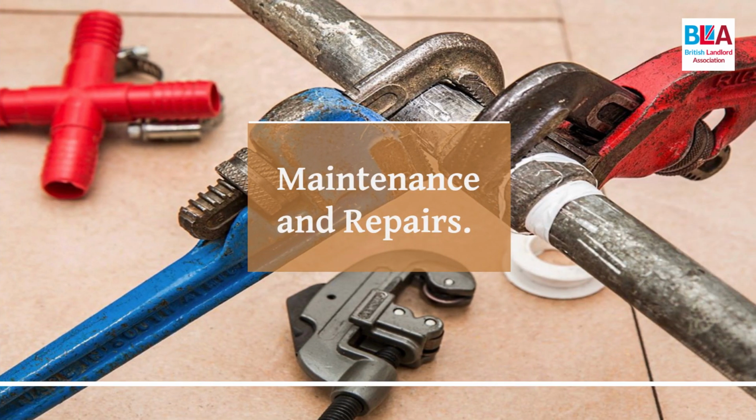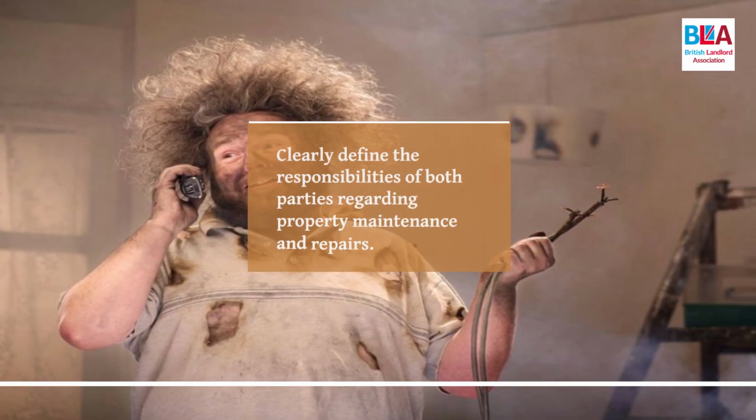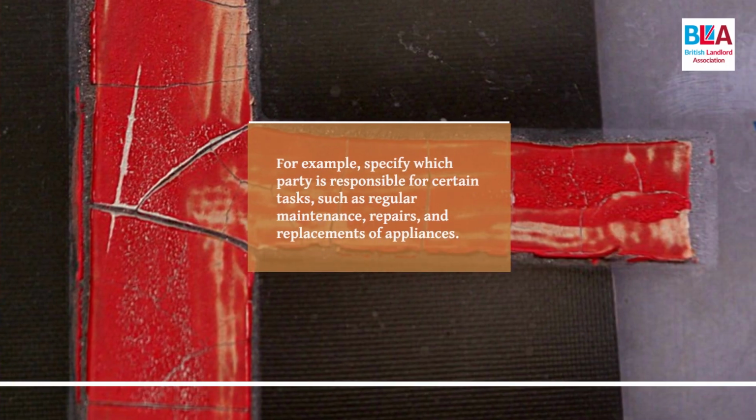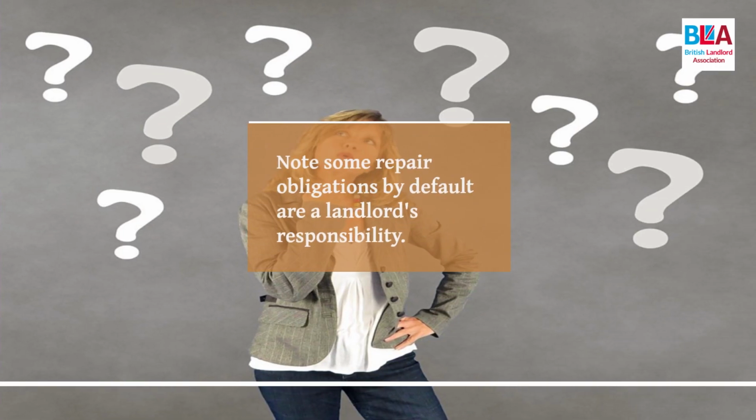Maintenance and repairs. Clearly define the responsibilities of both parties regarding property maintenance and repairs. For example, specify which party is responsible for certain tasks, such as regular maintenance, repairs, and replacements of appliances. Note that repair obligations by default are a landlord's responsibility.